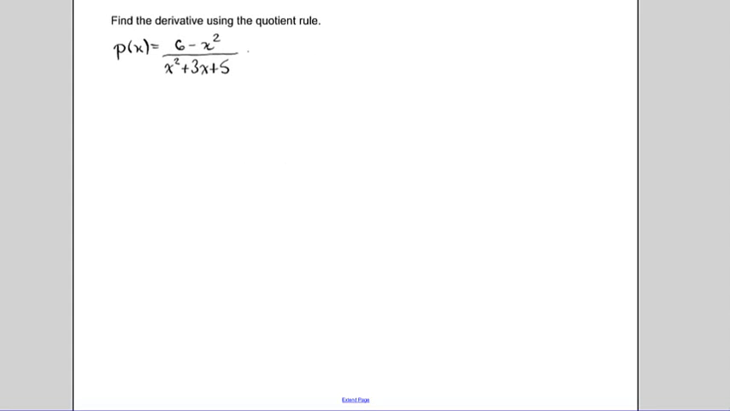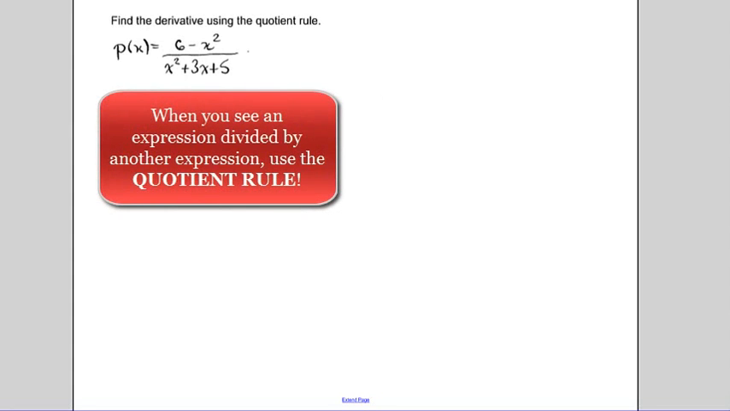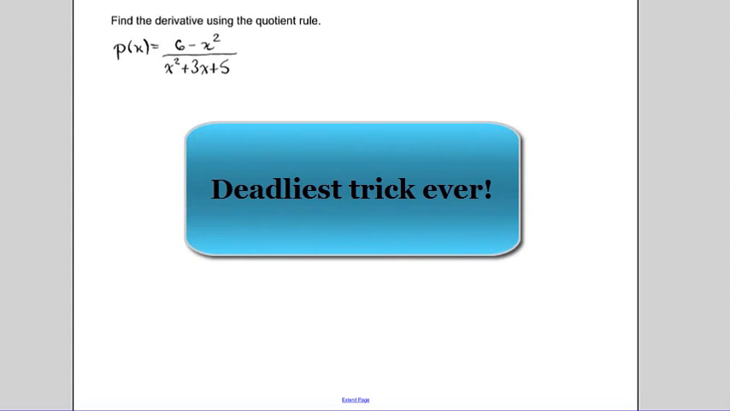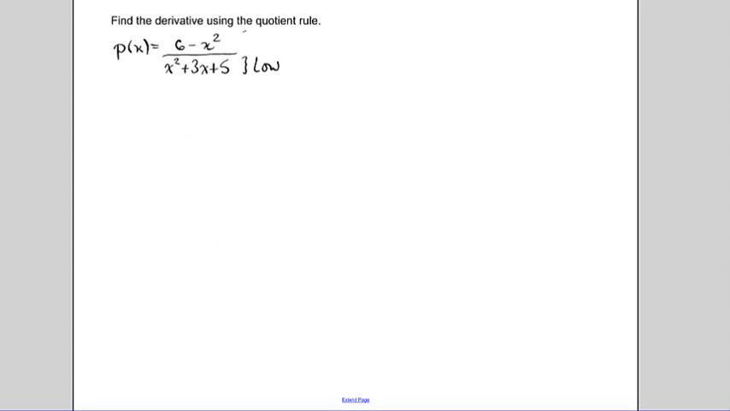Now let's find the derivative of p of x using the quotient rule. So we know to use the quotient rule because we have, in this case, a polynomial divided by another polynomial. So I'm going to teach you a trick that I use for the quotient rule, and you won't see this in the lecture. I find this to be an easier way to memorize the order of how to perform the quotient rule. So I'm going to call the bottom low, and I'm going to call the top high.